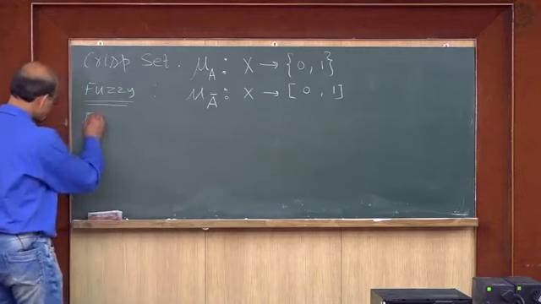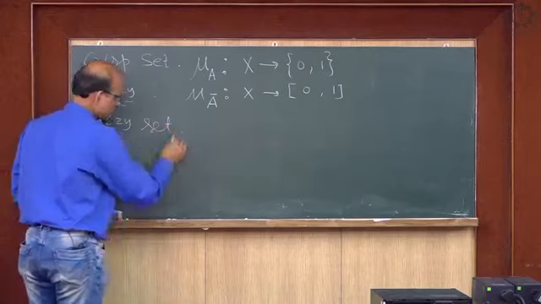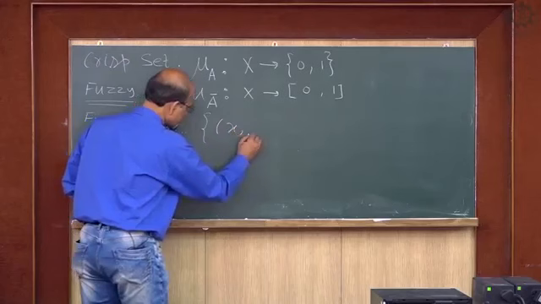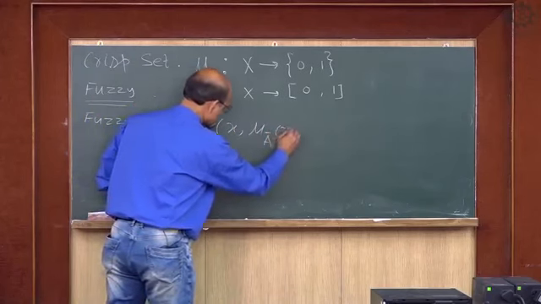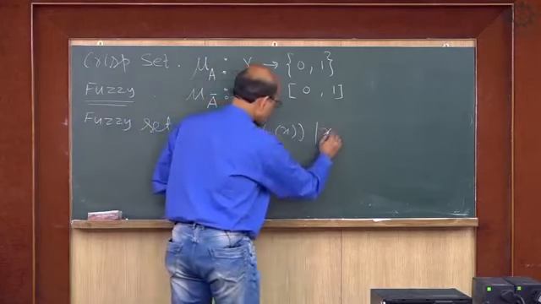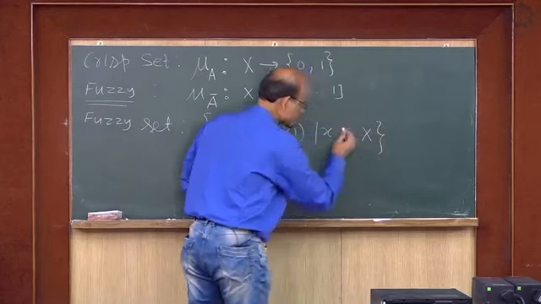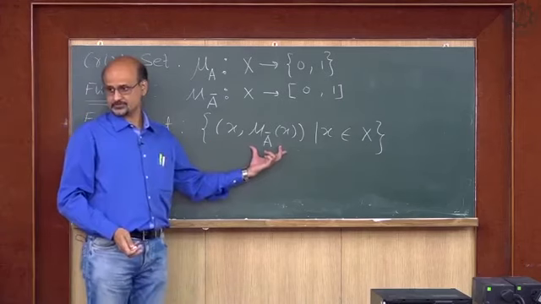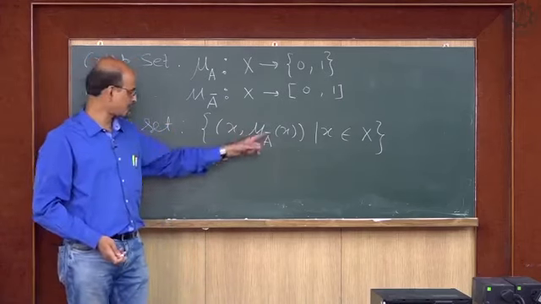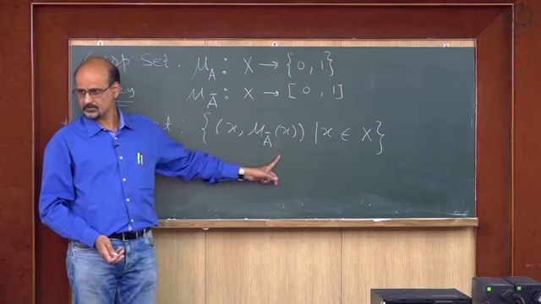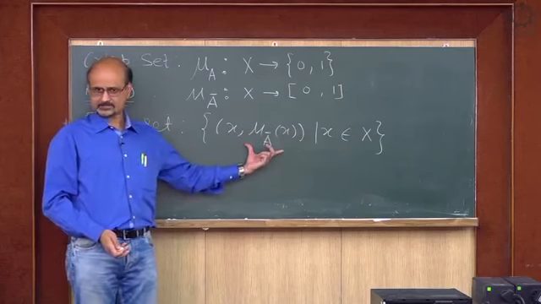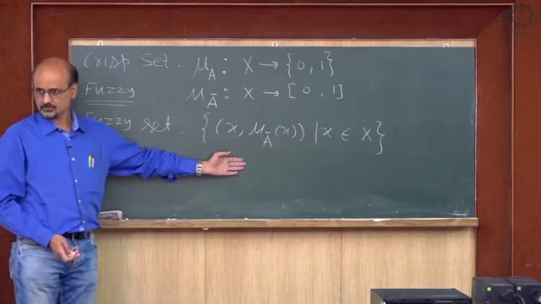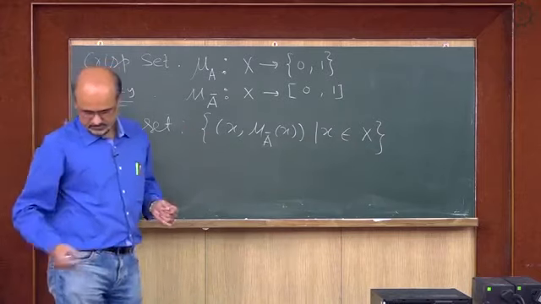Now, what about fuzzy set? Fuzzy set is defined as an ordered pair (x, mu A bar of x), such that x belongs to your universal set X. That means, in fuzzy set you have two components. One is your element x and its membership function. So, these are the ordered pair x and mu A bar x. In this way we defined a fuzzy set. Understood? Now, let us take some examples.